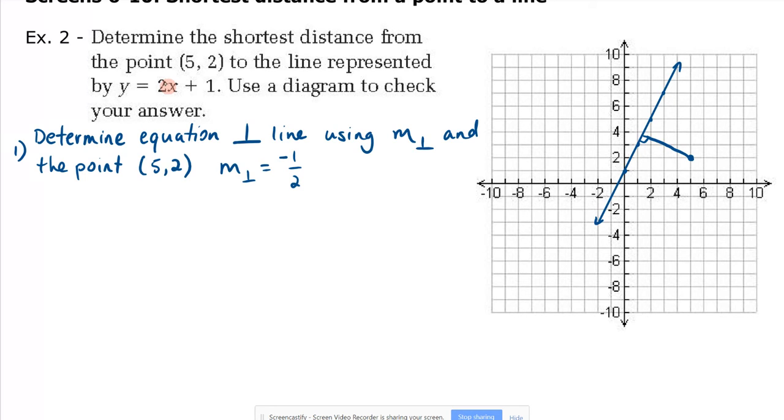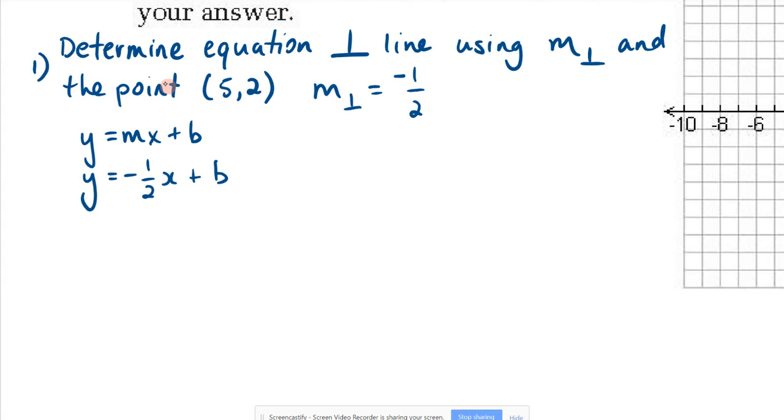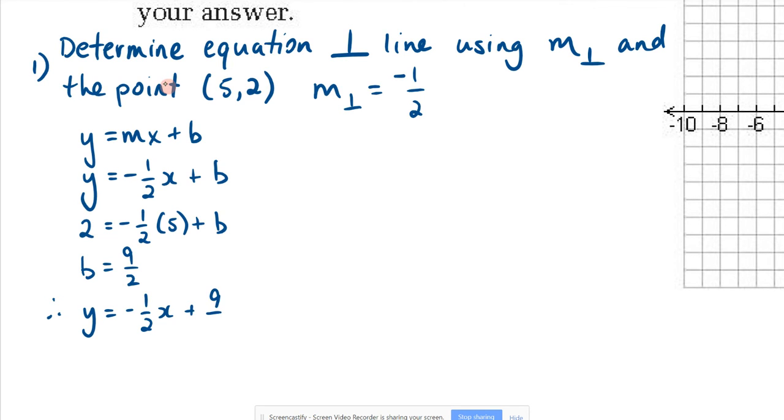So using the equation of the line, y equals mx plus b, I'm going to write my slope. So y equals negative 1 over 2x plus b. Substitute the point 5 and 2 to find my b value. So 2 equals negative 1 over 2 times 5 plus b. And if I solve for b, b would equal 9 over 2. And therefore, the equation of the line is y equals negative 1 over 2x plus 9 over 2.